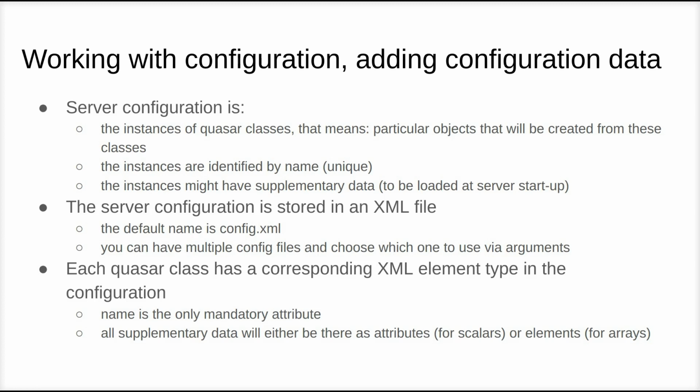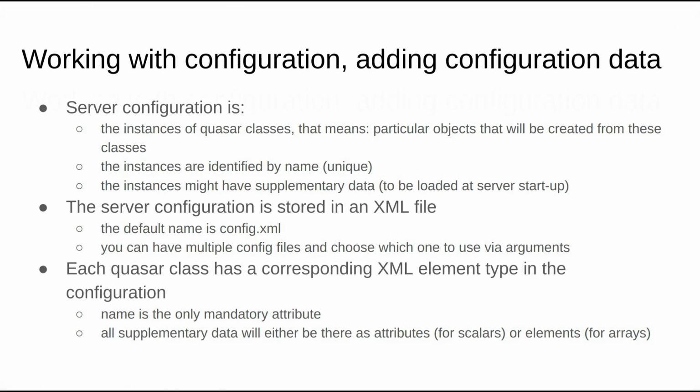The server configuration is stored in an XML file, and this you already saw, I think, in part 2 of the training. The default name is config.xml, and it stays along the executable. But you can have multiple config files, and at server startup, by using arguments of the executable, you can select which config file to use.